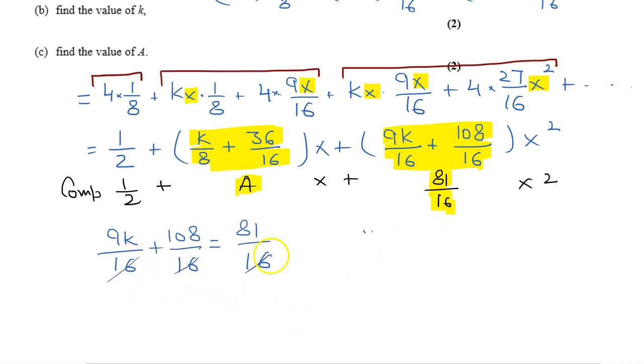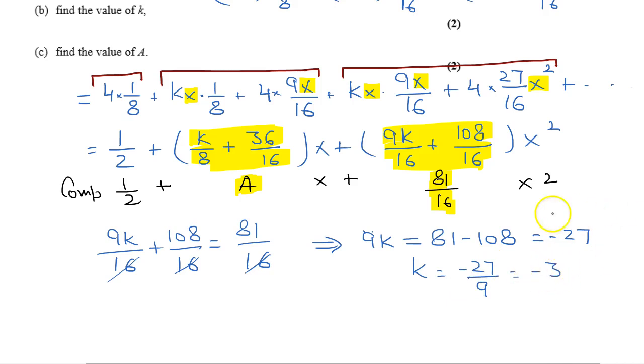So this cancels. It shows that 9k is equal to 81 minus 108. 81 minus 108 is 8 minus 1, 7 to minus 27. So k is equal to minus 27 over 9. So the value of k is minus 3.